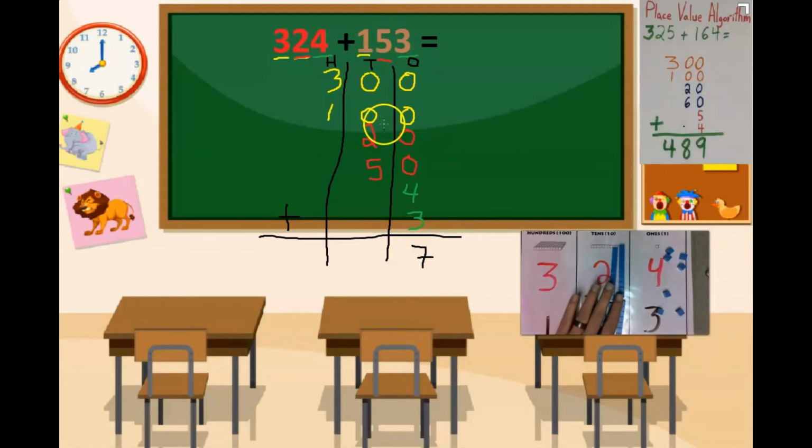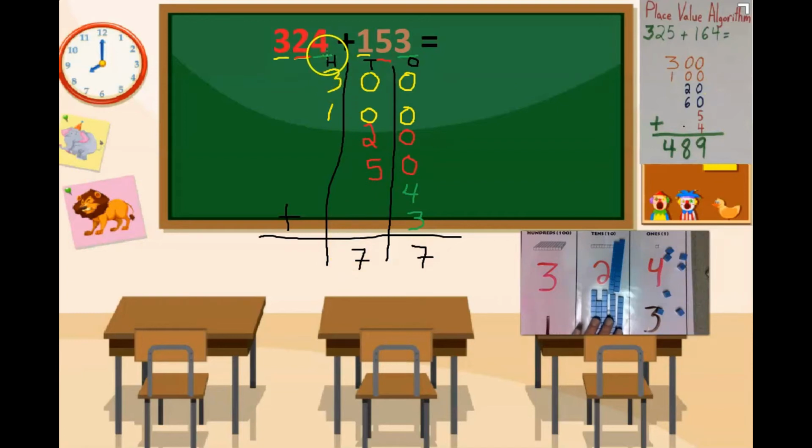Let's go to the tens. We have 2 tens and 5 tens. How many tens do we have all together? We have 7 tens, but really what number is that? What's the value of that number? And that is 70. 10, 20, 30, 40, 50, 60, 70.